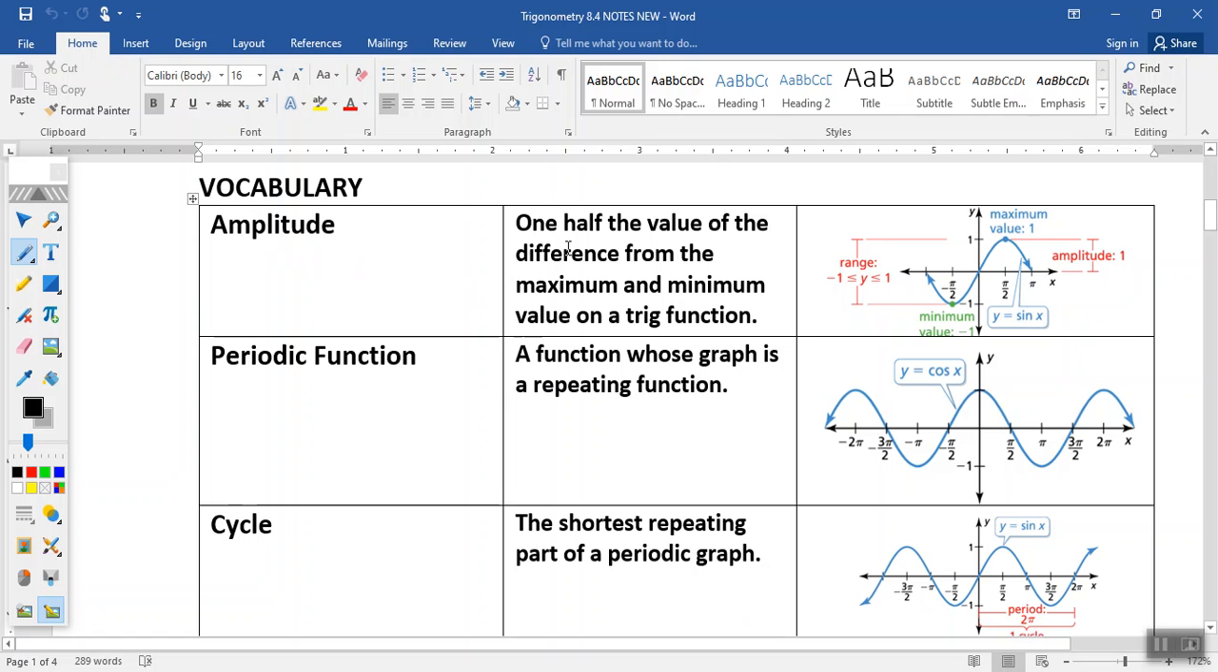Amplitude is this. It's 1/2 the value of the difference from the maximum and the minimum value on a trig function. Guys, what's the highest value on this function? 1. What's the lowest value here? -1. So from 1 to -1, what's that distance? It's a distance of 2, right? Now cut that 2 in half. 1, okay?